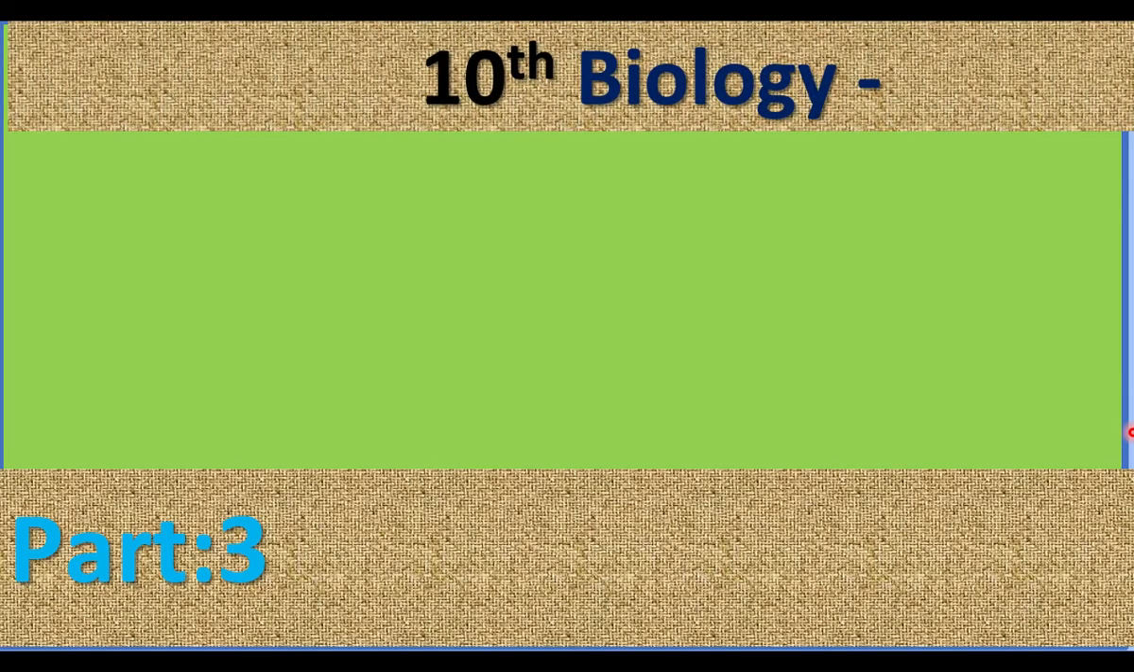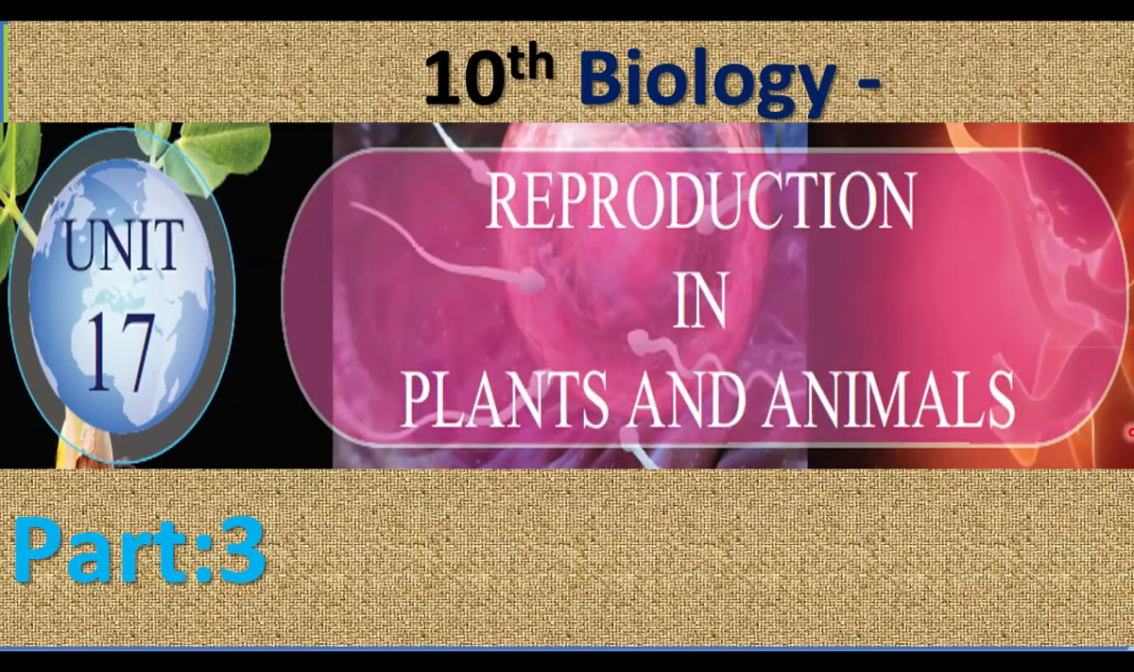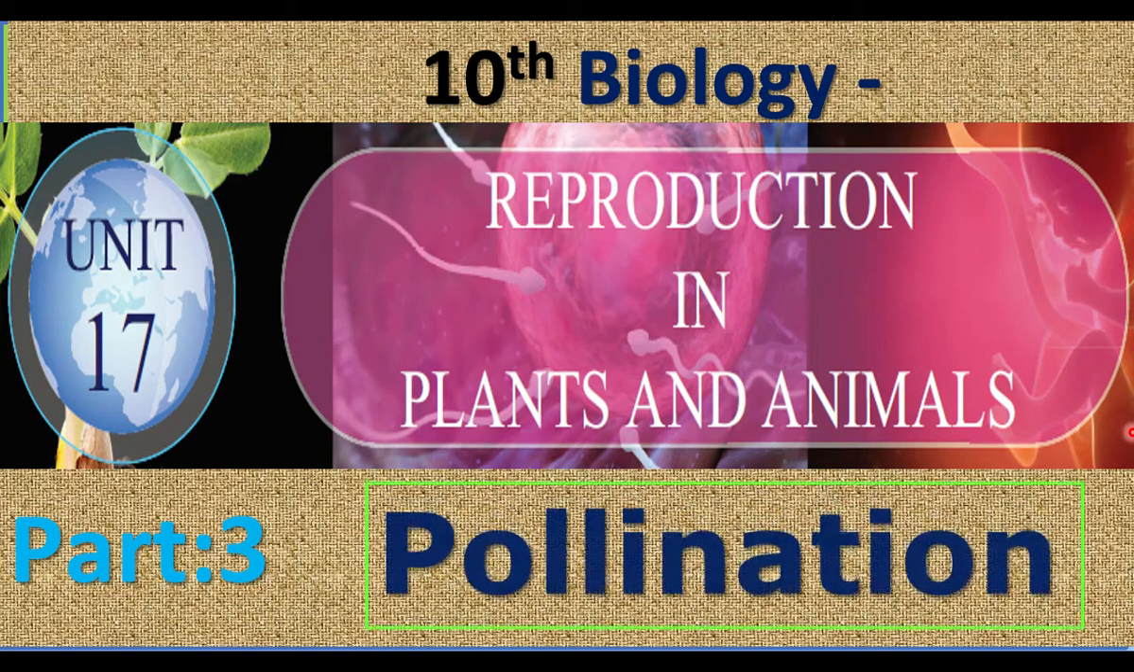10th Biology, Unit 17, Reproduction in Plants and Animals. In this part, we are going to learn about pollination, types of pollination, and agents of pollination.